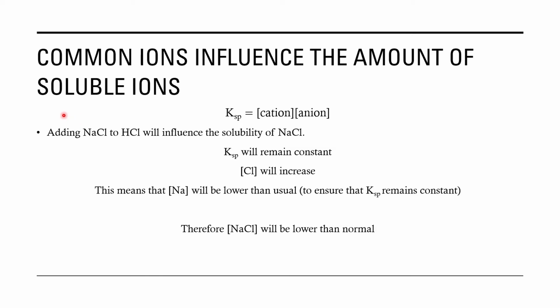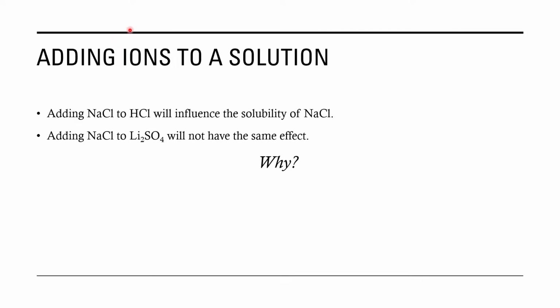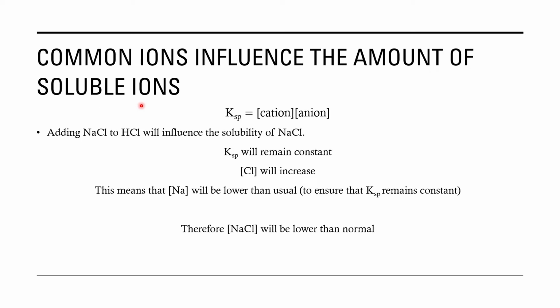Now, the short answer is that the scenario that I gave you had common ions. The chlorine or the chloride ions are present in both of those substances that will be mixed into the solution. And that will influence the amount of soluble ions that can be present in solution. So we know that Ksp is equal to the product of the anion and cation concentration. And if I add sodium chloride to hydrochloric acid, that's going to change the solubility of sodium chloride.